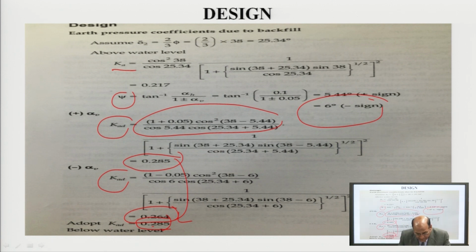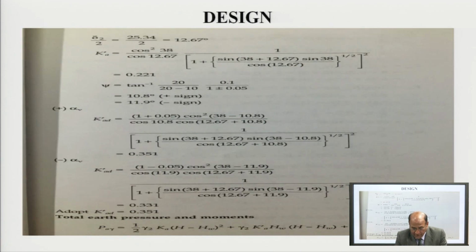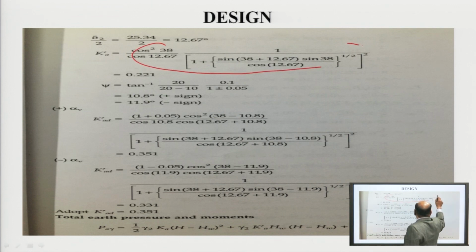So now come to below water level. Again here delta by 2 will be taken as considered for this one, and that will come 12.67 degrees. Again we will consider the coefficient of earth pressure in the static case. Putting in the entire values we already have, that will come 0.221. And here psi will be equal to 11.9 degree after putting the values in the formula.